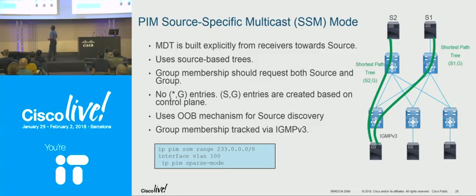The default range is 232.0.0.0/8, and if for any other reason you want to use a different range, then this is the command: ip pim ssm range, and whatever range that you want to use.